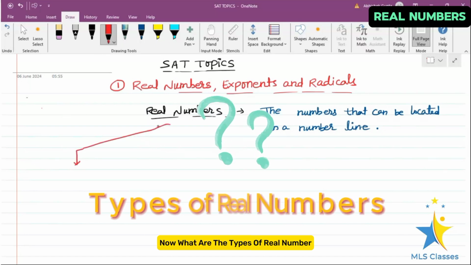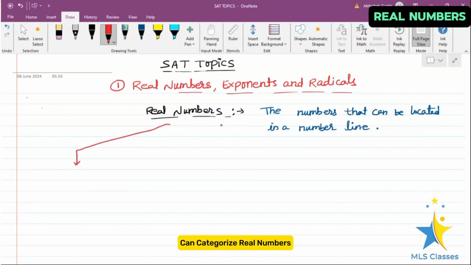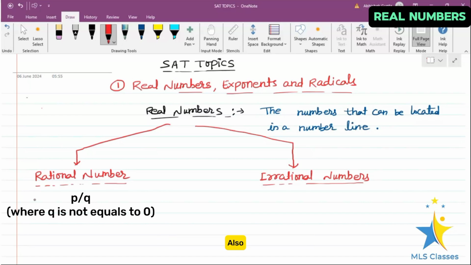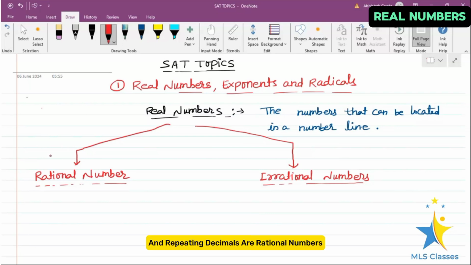Now, what are the types of real numbers? We can categorize real numbers. These are the subsets of real numbers: first is rational numbers and second is irrational numbers. Rational numbers are those numbers which can be expressed in a fraction p over q form where q is not equal to 0. Also, terminating decimals and repeating decimals are rational numbers, whereas non-terminating and non-repeating decimals are irrational numbers. Or we can say that all those numbers which cannot be written as a fraction are irrational numbers.